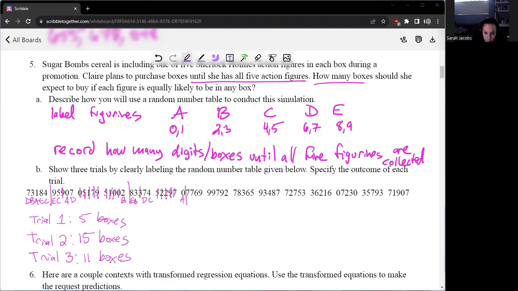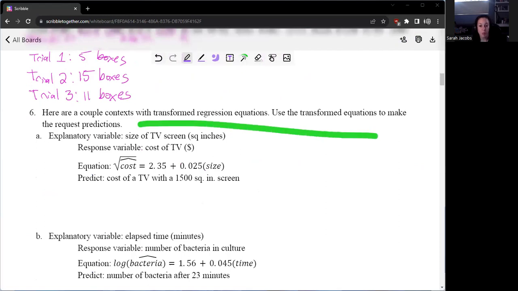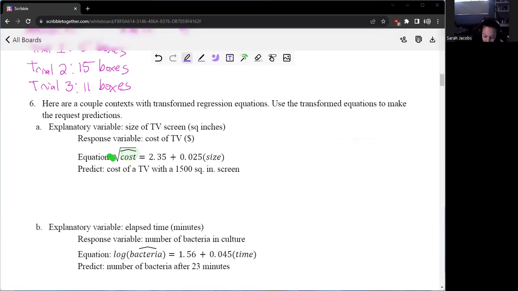All right. Onwards. So when we have transformed regression equations, it's really just algebra. We're just solving for the cost. And so we have to be careful about undoing that it's the square root of cost that this equation goes to. So we're predicting the cost of a TV with a 1500 square inch screen.